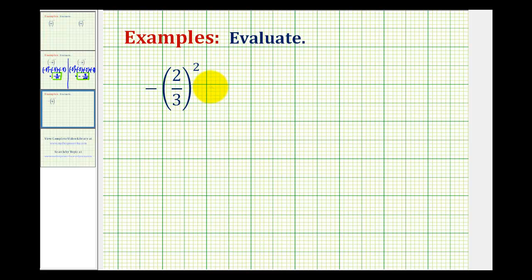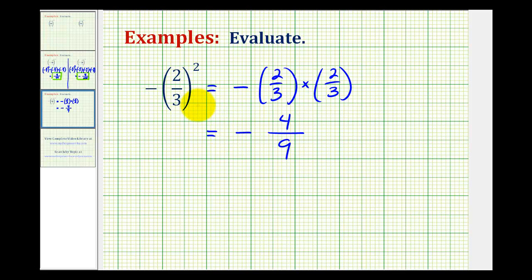So to expand this, we would have the opposite, or negative, and then 2/3 times 2/3. So this negative sign here is not affected by the exponent of 2 here because it's not inside the parentheses. So this product would be the opposite, or negative, then the fraction would be 2 times 2, which is 4, all over 3 times 3, which is equal to 9. So when we evaluate this, this is actually negative 4/9.